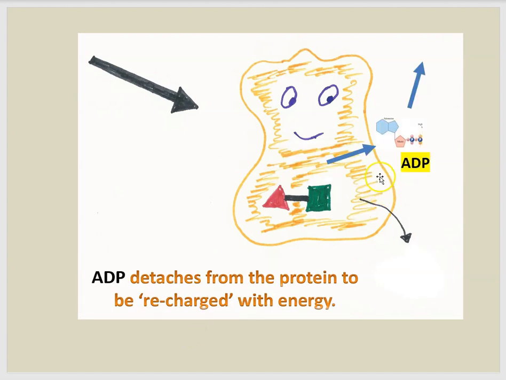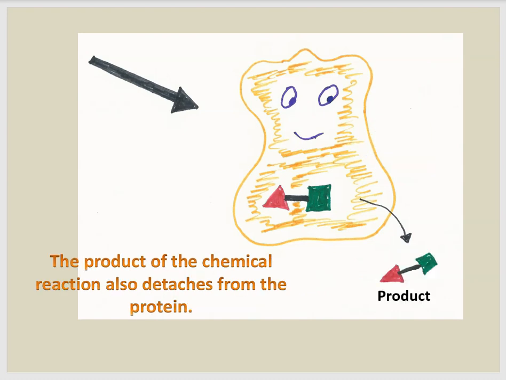Now after this process has happened, the ADP molecule will detach, and this molecule must go get recharged with energy so it can be used again in the future. And the finished product will detach from the protein, and then that molecule bumps around in the cytoplasm of the cell. Perhaps it's going to be acted upon by another protein.